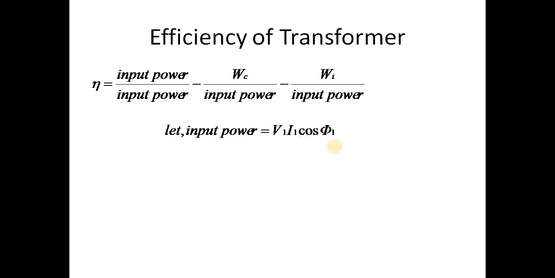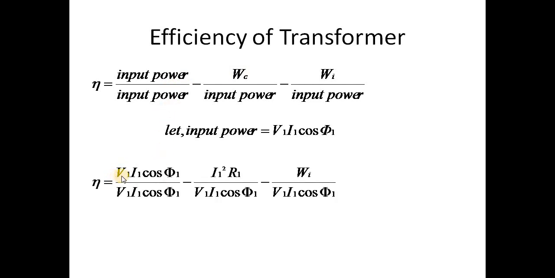Now we will replace the input power value and the copper loss value in this equation. When we substitute, the input power is substituted with V1 I1 cos phi 1, and the copper loss is substituted by I1 square R1. The subscript 1 indicates that we are dealing with the primary winding side. So this term is going to become 1, and this I1 square will get cancelled by this I1.